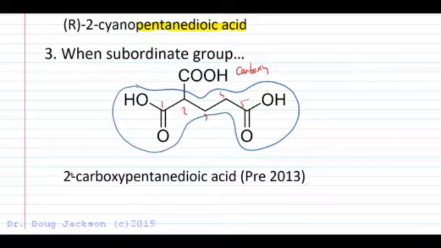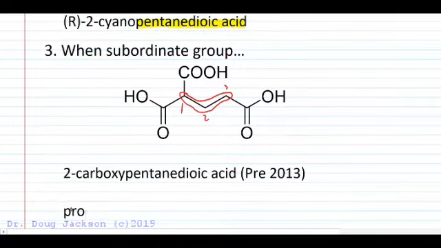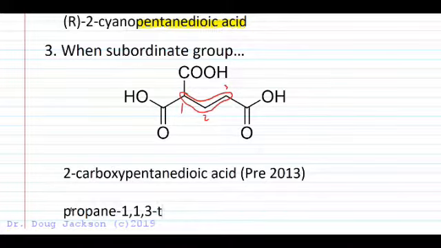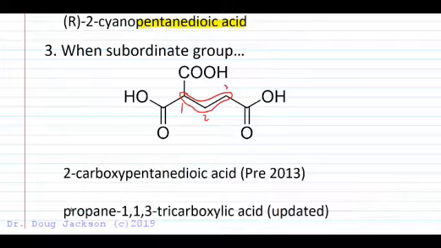However, if we were to use the newer rules, we would separate all of these off from a chain here of 3 carbons, 1, 2, and 3, and we would call this a propane-1,1,3-tricarboxylic acid. And this is the updated way of naming these compounds. So whichever way you prefer is fine by me for my class, but you need to make sure that you're using the correct set of rules elsewhere.